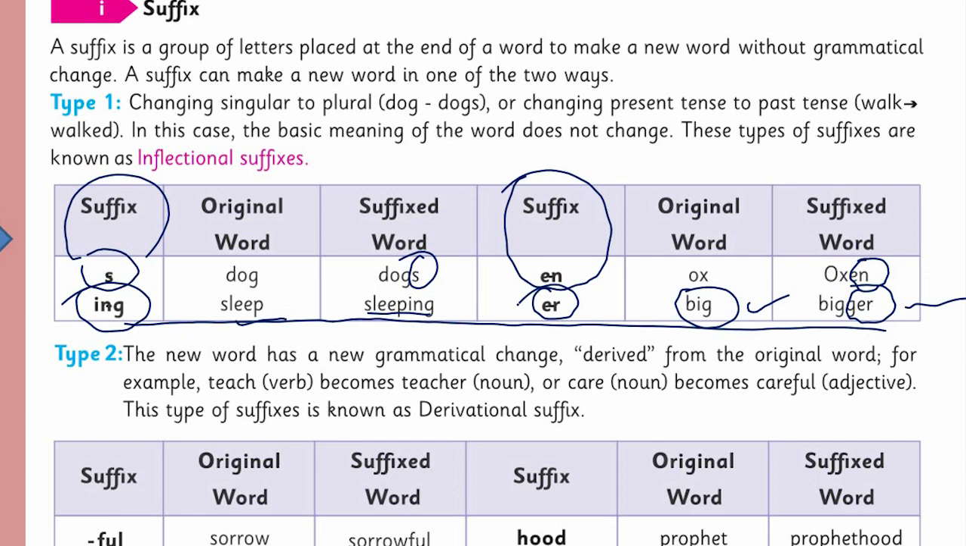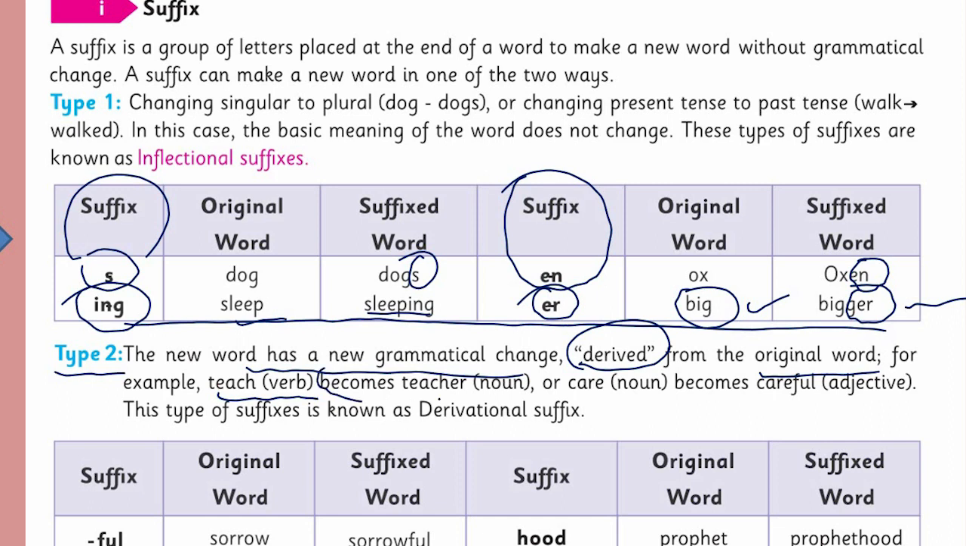Now look at the type number 2 here. The new word has a new grammatical change. Derived means taken or obtained from the original word. For example, teach is verb here.